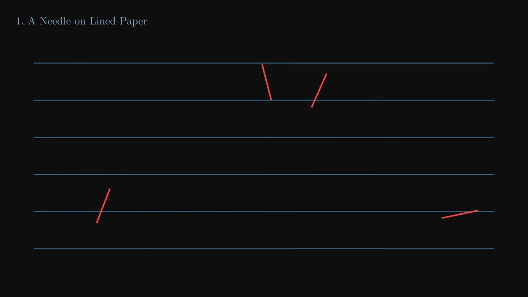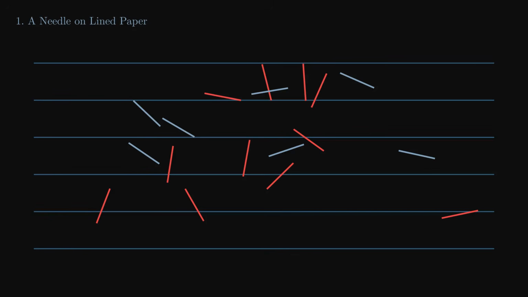You cannot predict a single throw, but watch what the whole handful is doing. Out of the ones dropped so far, roughly 2 in every 3 are lying across a line, and the rest sit in the gaps. That ratio is not an accident, and it does not depend on how carefully you throw. It is baked into the geometry of a needle falling on a set of lines. The plan for the rest of this is simple. Keep dropping needles, count the fraction that cross, and see what number that fraction is quietly aiming for.